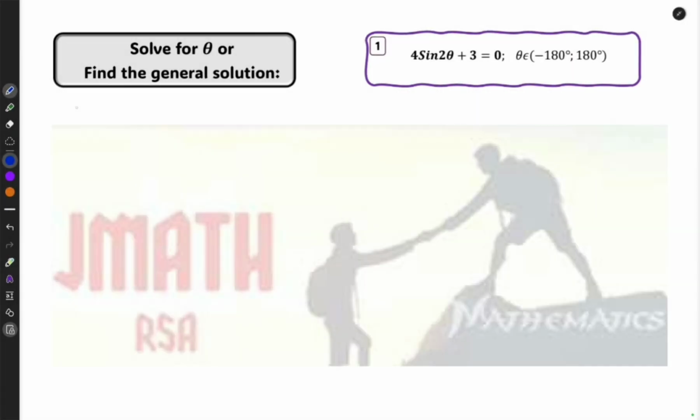Question 1. So the first thing I need to do is get sine 2 theta alone. So I'm going to say sine 2 theta is equal to minus 3, and I'm going to divide by that 4. Okay, so now sine 2 theta is alone, so I can go for the quadrant. So I can see it's negative. So it's negative in quadrant 3 and in quadrant 4.